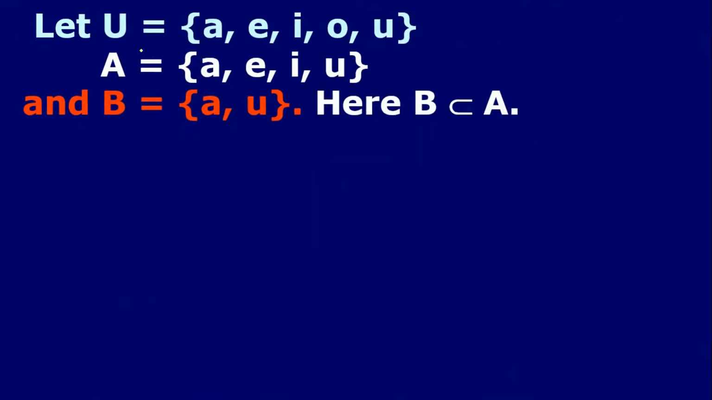Next we consider one more example. Let U equal A, E, I, O, U and A equal A, E, I, U and B equal A, U. Now in this example, B is a subset of A. That is, all the elements of B are also present in set A. How to represent this in a Venn diagram?